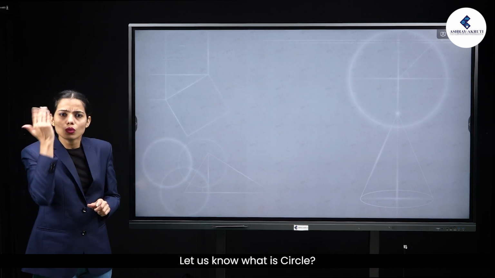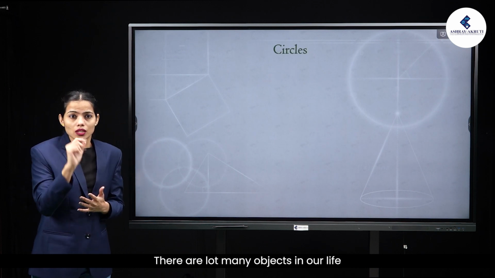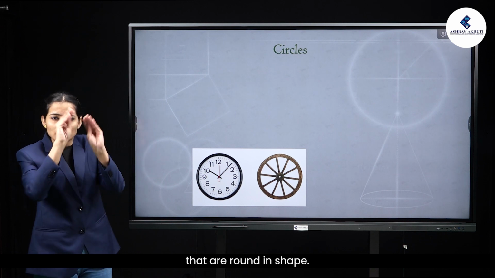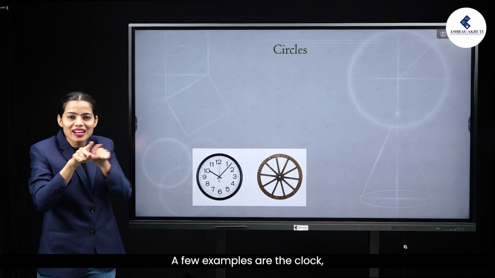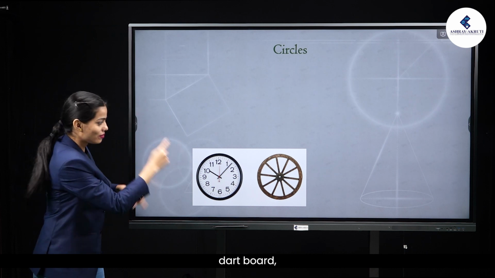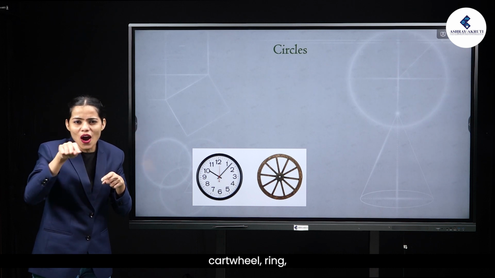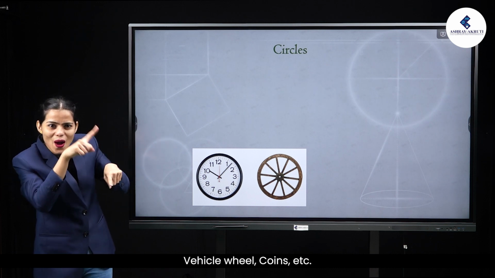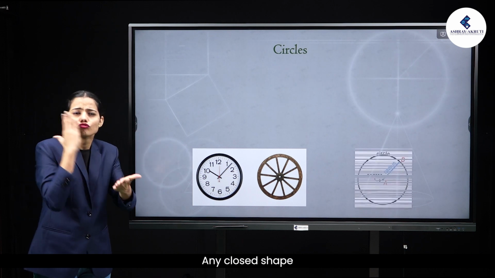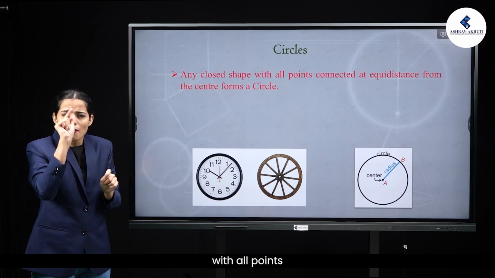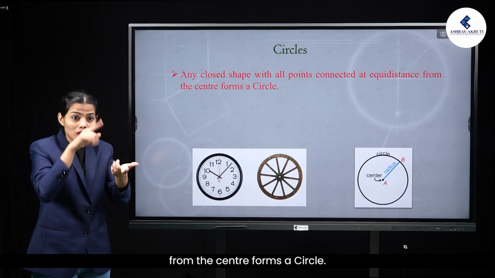Let us know what a circle is. There are many objects in our life that are round in shape. A few examples are the clock, dartboard, cartwheel, ring, vehicle wheel, coins, etc. Any closed shape with all points connected at equidistance from the center forms a circle.